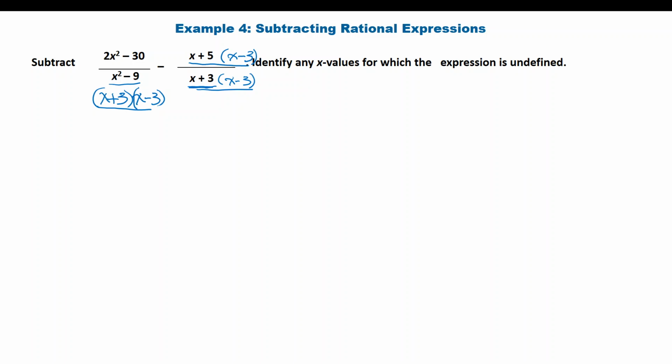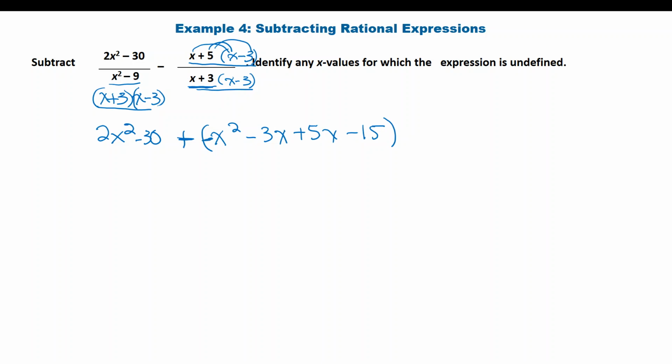Let's go ahead and FOIL this piece, x plus 5 times x minus 3. So x squared, and then this is going to be minus 3x, and then plus 5x, and then minus 15. All right, and now the thing that I want you to remember is this whole piece is subtracted. All right, so we have 2x squared minus 30 minus this whole piece. So what I have to do is change the signs on every single part of this. All right, so I'm going to change this to plus the opposite.